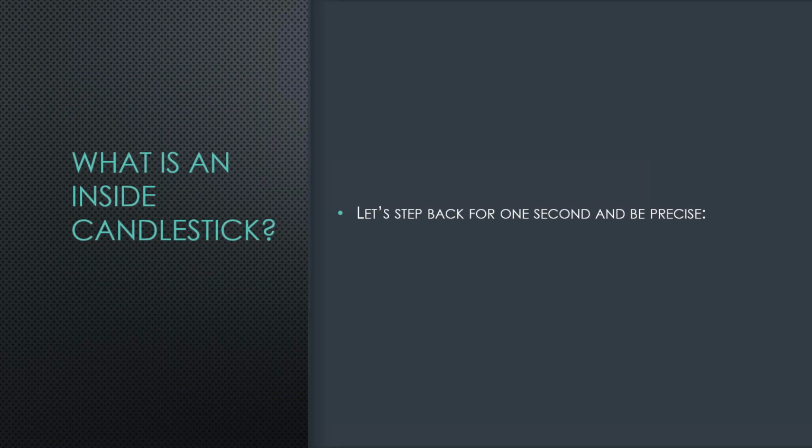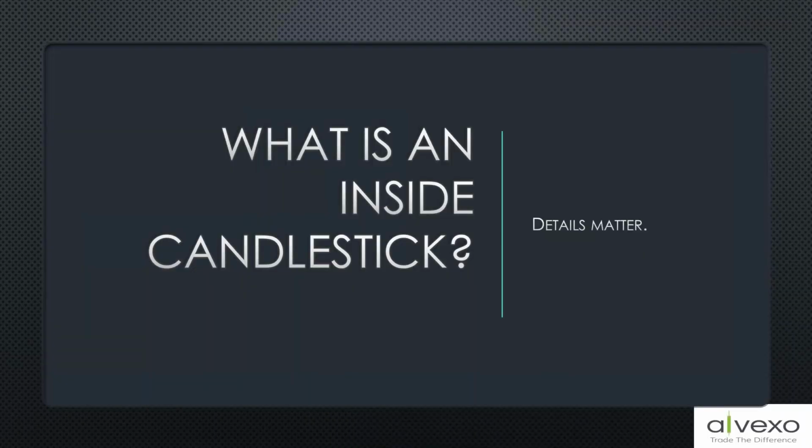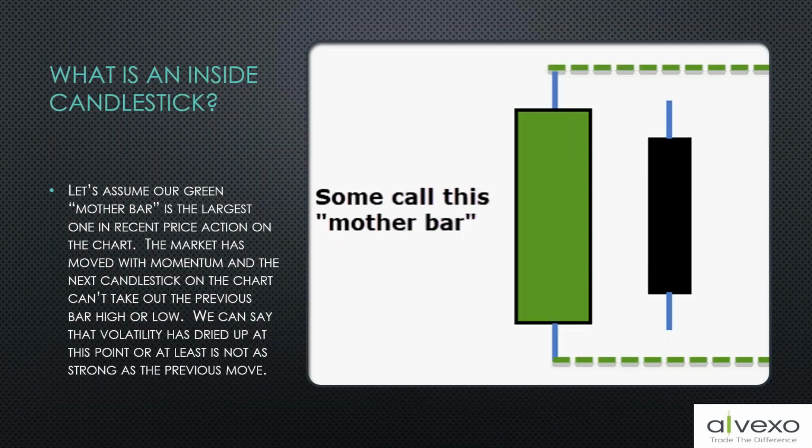So what's an inside candlestick? Well, let's step back for a second and let's be precise, because details do matter here. Because we're not just arbitrarily going out there and looking for every time we see a big candle and a little candle making a trade. So let's assume our green mother candle is the largest one in the recent price action on the chart. The market has moved with the momentum, and the next candlestick in the chart can't take out the previous bar's high and low. We can say that volatility has dried up at this point, or at least is not as strong as the previous move.